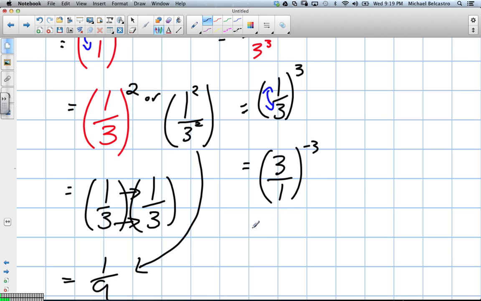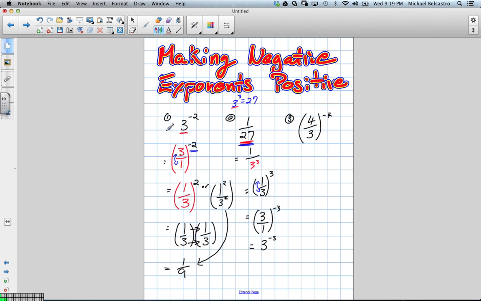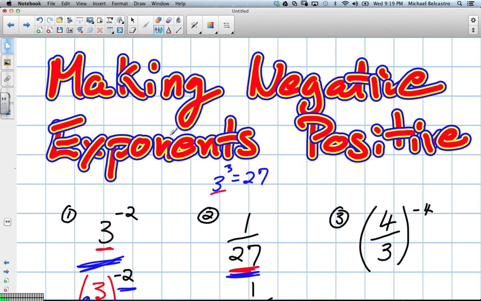And I don't really need to write it as 3 over 1, right? I can just write it as 3 to the power of negative 3. So do you see how I've just reversed that process? Yeah. That's the exact same idea. That was 3 to the power of negative 2. This is 3 to the power of negative 3. And let's do the last question here.